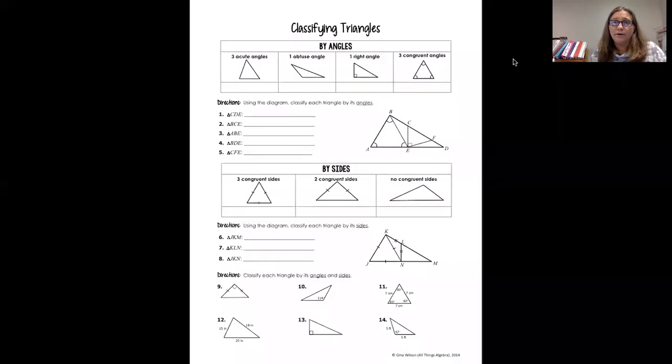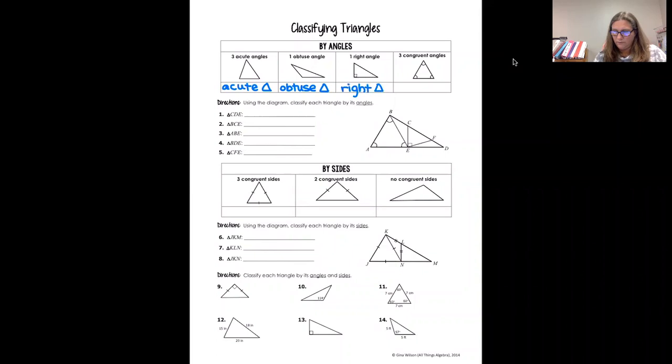Hey guys, today we are going to learn how to classify triangles by sides and by angles. So by angles, if you have three acute angles, then you have an acute triangle. And if you have one obtuse angle, you have an obtuse triangle. If you have one right angle, you have a right triangle. And if you have three congruent angles, you have what is called an equiangular triangle. And that means all angles are 60 degrees.